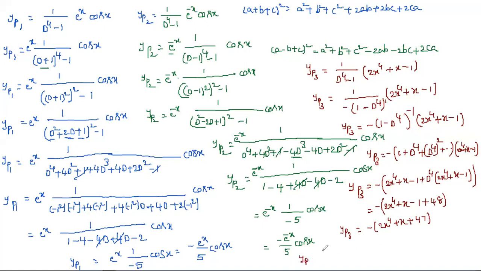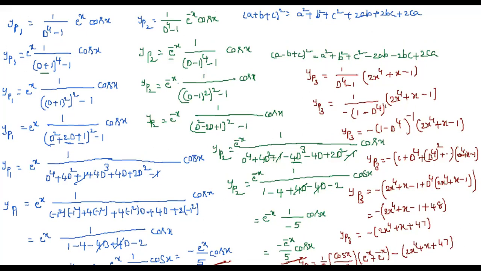So yp is equal to 1 by 2 into (yp1 plus yp2). This is yp1 and this is yp2. In these two, what can we take common? Cos x by minus 5 we can take common. If you take that as common, what about the remaining? e power x plus e power minus x. And next, as usual, minus of 2x power 4 plus x plus 47, it means (e power x plus e power minus x) by 2.